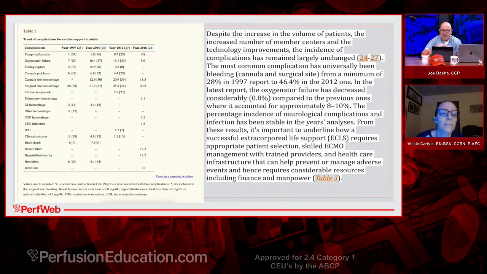Now, the authors went on to say that despite the increase in the volume of patients, the increased number of member centers in the ELSO registry, and the technological improvements, the incidence of complications has remained largely unchanged. The most common complication has universally been bleeding at the cannula and surgical site, from a minimum of 28% in the report from 1997 to 46.4% in the report from 2012. In the latest report, oxygenator failure has decreased considerably, down to 0.8%, compared to the previous ones where it accounted for approximately 8 to 10%. Oxygenator technology has definitely improved. That I can completely wrap my head around.